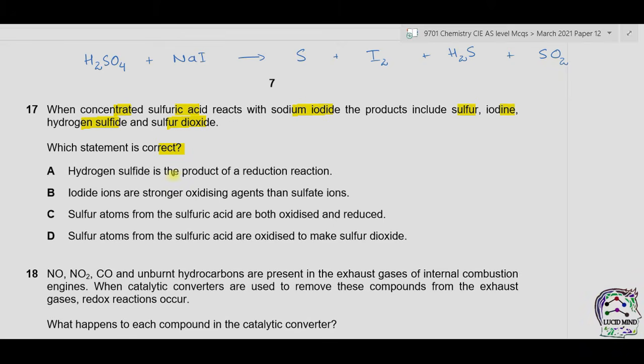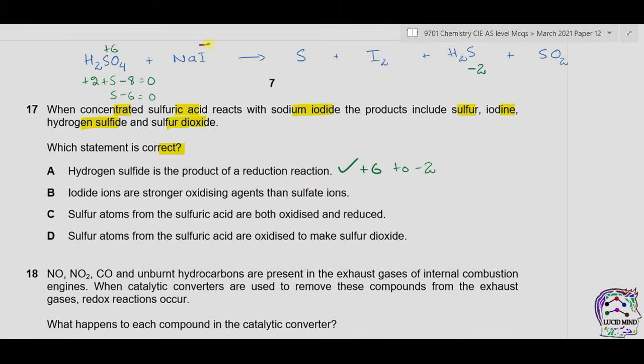Part A, hydrogen sulfide is the product of a reduction reaction. Let's find the oxidation state of sulfur in hydrogen sulfide. It is -2. In sulfuric acid we have 2 hydrogens, so it is +2 for hydrogen. Then we have sulfur. For 4 oxygen it will be -8, overall charge is 0. So sulfur is +6. Now sulfur changes from +6 to -2 as the oxidation state is reduced, so therefore this is a reduction reaction.